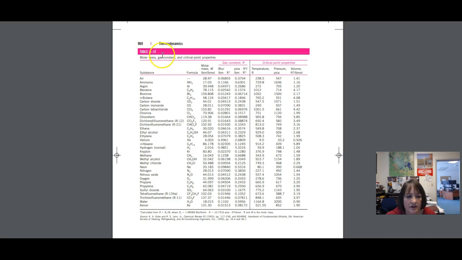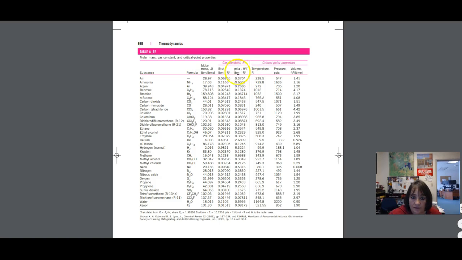It's still in the 900s, but the table is A1E, and you see that the heading is that this is the molar mass, gas constant, and critical point properties of different substances. So the first substance is air, and we have a molar mass. Then we have a gas constant, R. We have it in two different values. One of them is BTUs per pound mass degree R. The other is in psia cubic feet per pound mass degree Rankine.